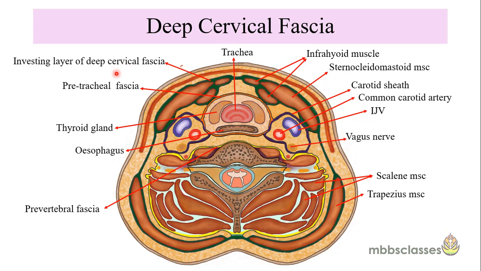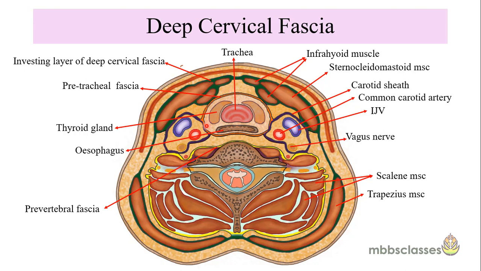Now, if we see the different fascias, you can see here the investing layer of the deep cervical fascia. It is present on both sides. It splits to enclose the sternocleidomastoid anteriorly and the infrahyoid muscles, that is the sternohyoid and the sternothyroid muscles. Then it again unites and forms the roof of the posterior triangle, and again it splits to enclose the trapezius muscle. So this is the trapezius muscle. So this is the investing layer.